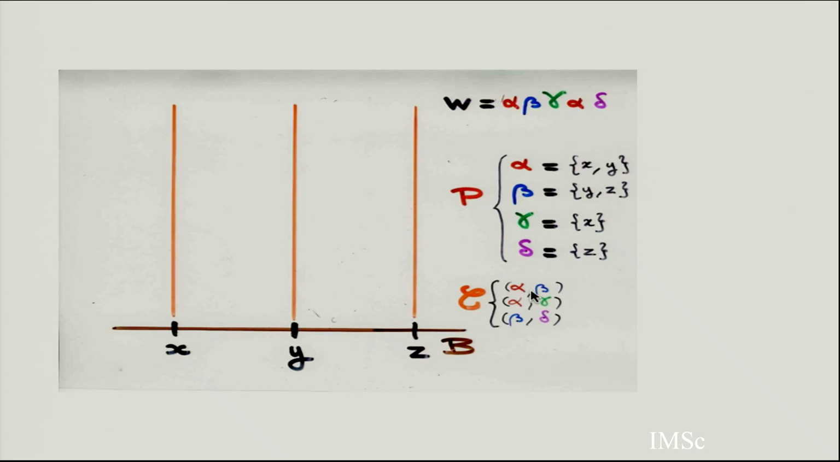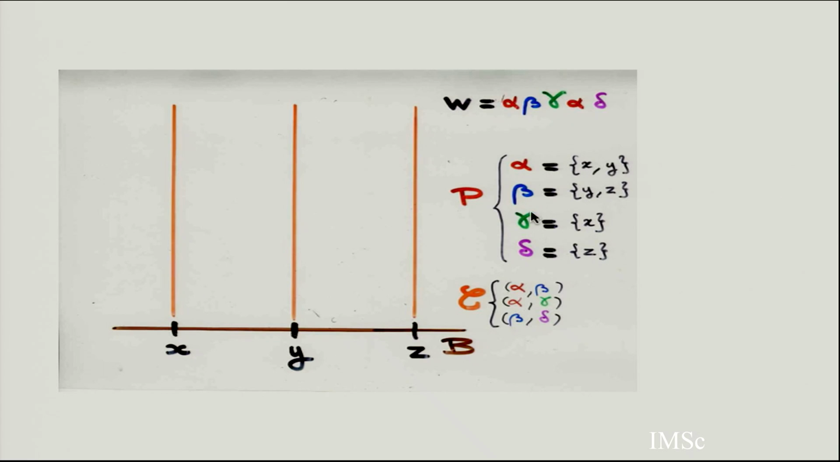And this is a dependency relation. Alpha and beta have a non-empty intersection, which is y. Alpha and gamma have a non-empty intersection, which is x. And beta and delta have a non-empty intersection, which is z, since delta is z.